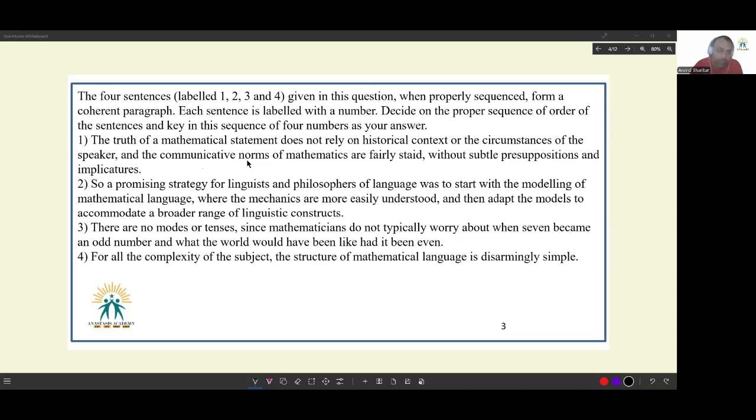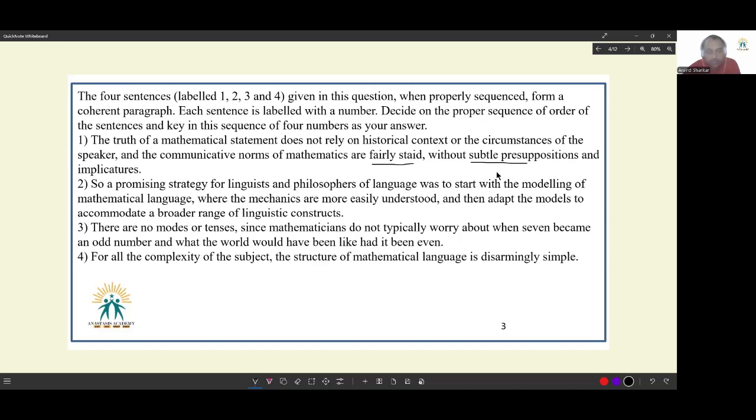And the communicative norms, the way in which information is transferred in mathematics, are fairly stable without any presuppositions or, basically, you don't have to make assumptions in order to understand mathematical statements. Mathematical statements take care of all possible cases. The universality of the statements is generally there. Okay.